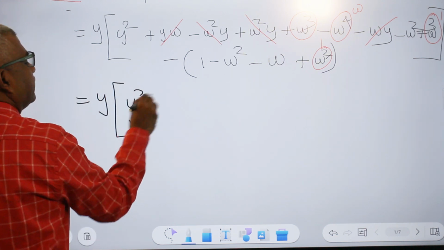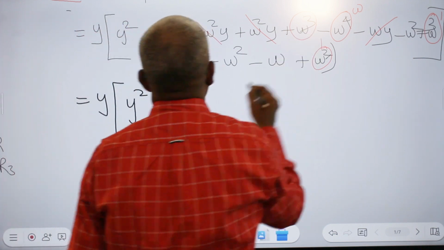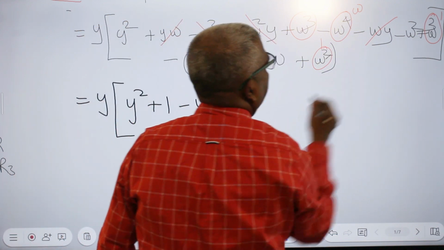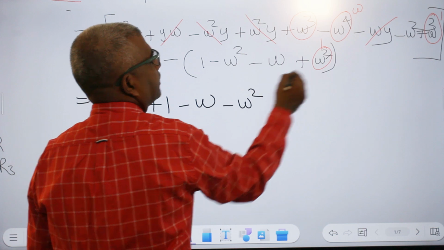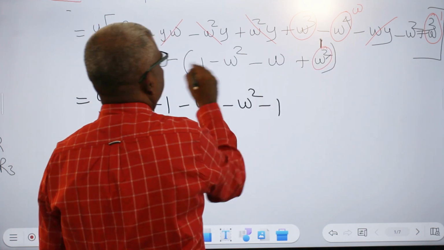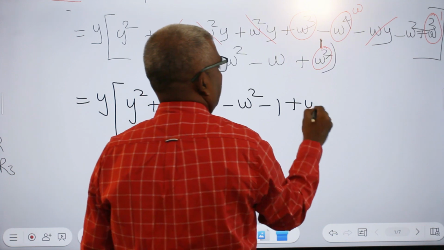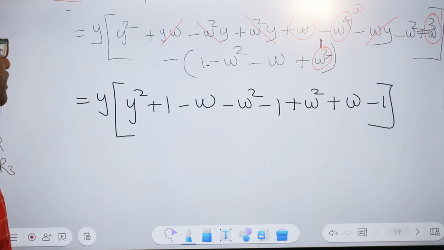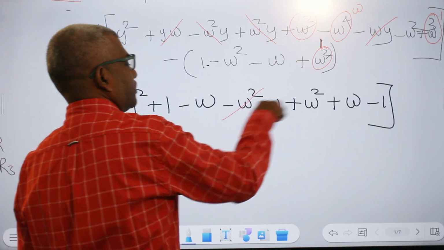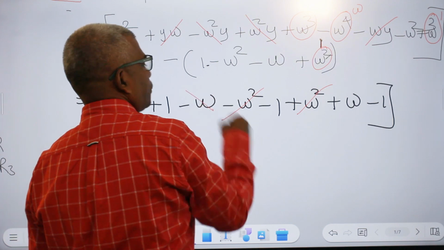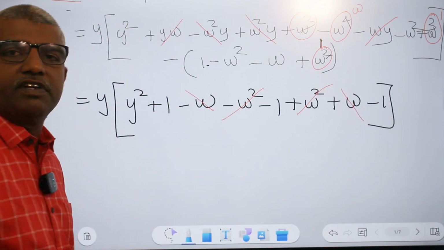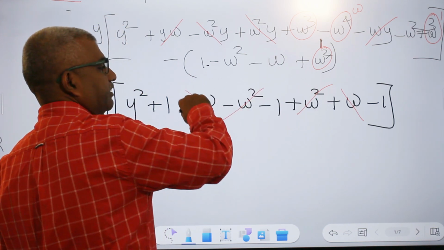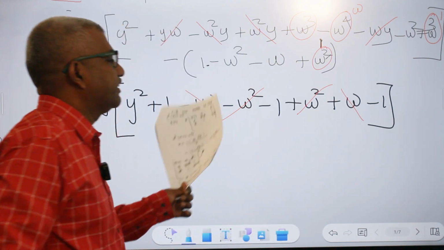Y squared I write like this. Okay, omega cube is plus 1, minus omega, then minus omega squared. This will be minus 1, minus is plus omega squared, plus omega minus 1. Okay, so what will happen? This minus omega squared plus omega squared will be cancelled. Minus omega plus omega will be cancelled. When you are practicing, always mark the cancellation like this, because when you are rechecking, it will be helpful.